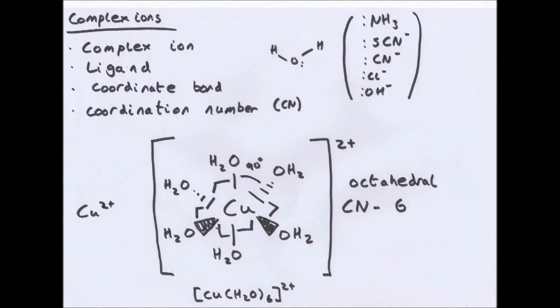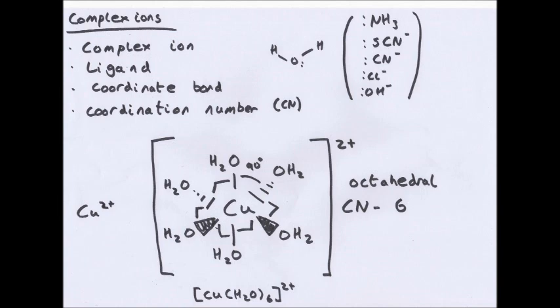Now, complex ions. A complex ion is a transition metal ion bonded to one or more ligands by coordinate bonds. So we now need to explain those 2 terms. Ligands. A ligand is a molecule or ion that can donate a pair of electrons to the transition metal ion to form a coordinate bond. So, water, H2O. The oxygen has a lone pair, it can donate it. Other examples: NH3, ammonia, can donate electrons because it's got a lone pair. Thiocyanate, SCN-, can donate an electron pair. Cyanide can donate an electron pair. Chloride and hydroxide, you can see.